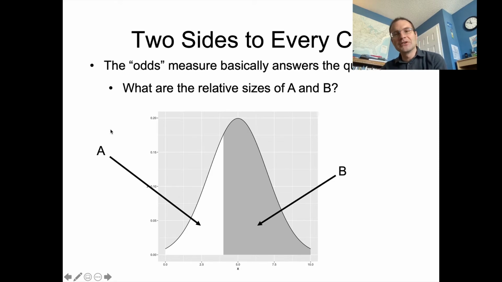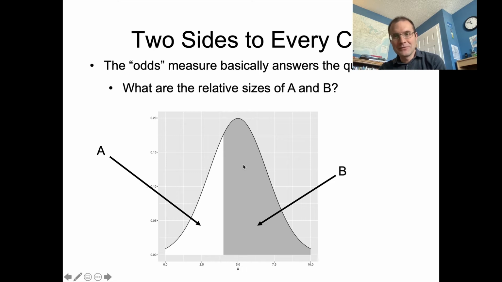So the odds measure will basically answer the question, what are the relative sizes of A and B? I'm just eyeballing it. I'm saying, well, B is a little bit bigger than A, right? I actually plotted this out so that B goes from 4 on up and A goes from 0 to 4. That tells you what X values each side takes up, but it doesn't tell you what proportion of the distribution is in A versus B. We have to do a little bit more math to calculate that.